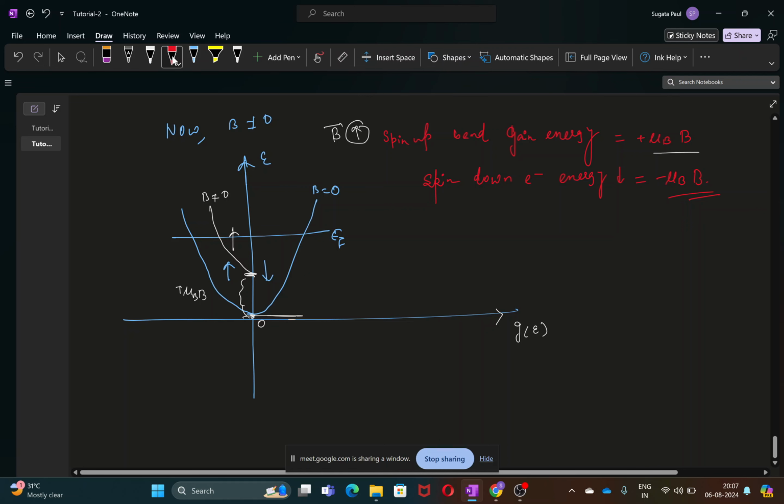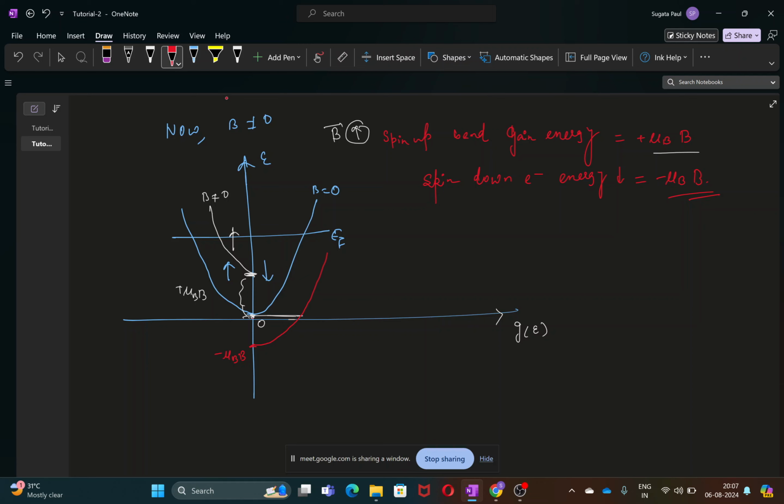At the same time, if you look at the other half of the graph, which denotes the spin down band, it will shift downwards because it has an energy decrease of minus mu B B. Initially the band was here at 0, so now it will be parallelly shifted to a new point where it ends up at minus mu B B, because the energy offset from the initial position is mu B B in the downward direction. So now, let me write this down: this is again for B not equal to 0, the spin down band's new position.